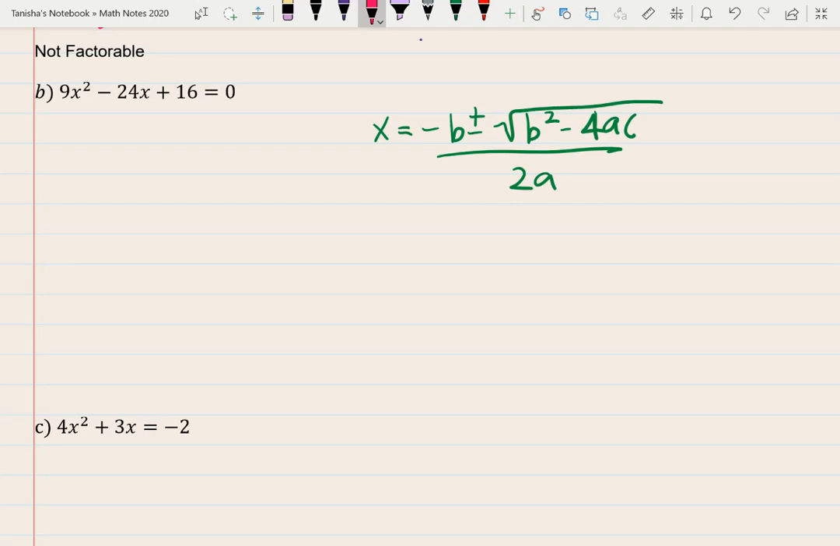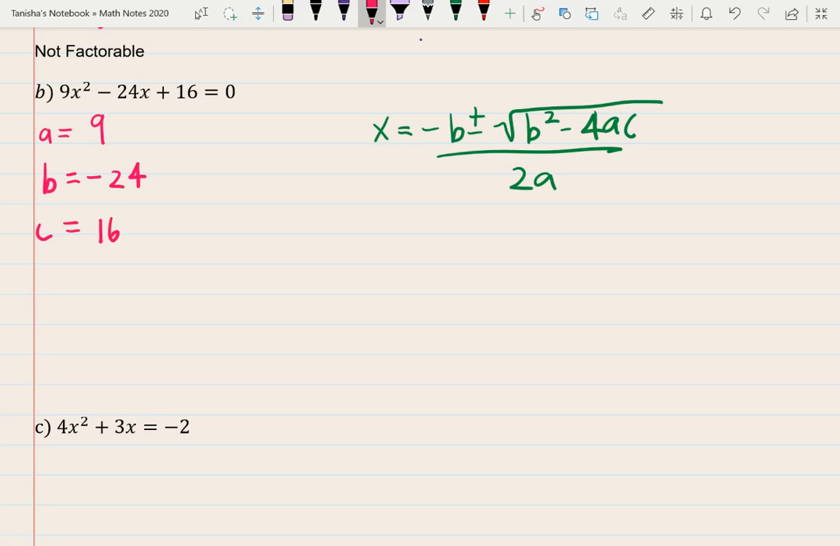Well, what's our a, what's our b, and what's our c? Our a is equal to 9. The a is always the coefficient on the x squared term, or the squared term. So even if we change the variable to y, the squared term always has coefficient a. B is the coefficient on your x term, or your first degree term, so that's going to be -24. We always have to include the sign along with the actual number. And then c is your constant, so this is going to be 16.